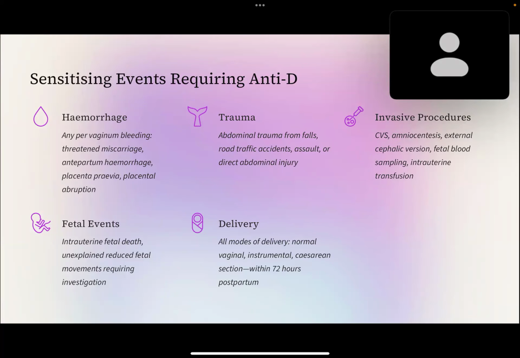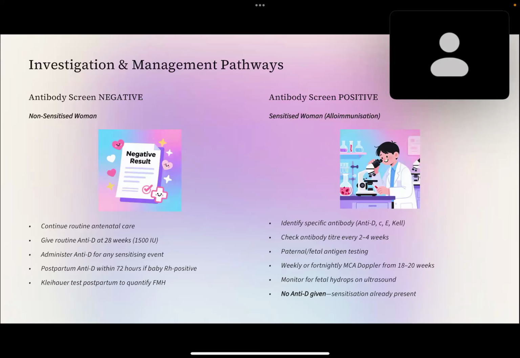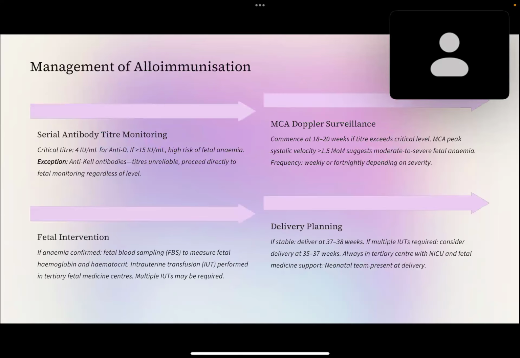Beautiful, that part. What are the sensitizing events, you already covered. And then this part, more than 1.5: you did MCA Doppler 1.5 MoM, you refer to FMU for detailed anatomical survey, and again fetal blood sampling and IUT. And for the IUT, we deliver them at 35 to 36 weeks.